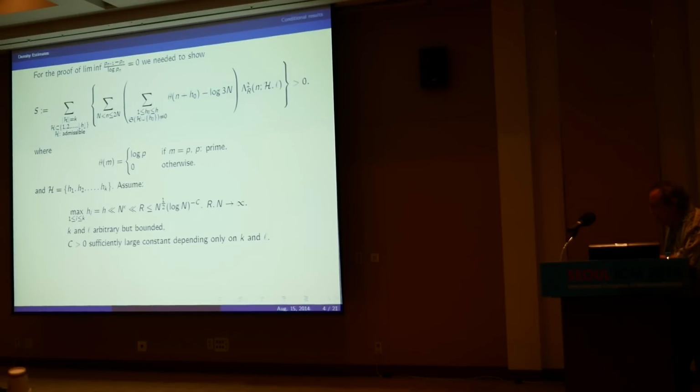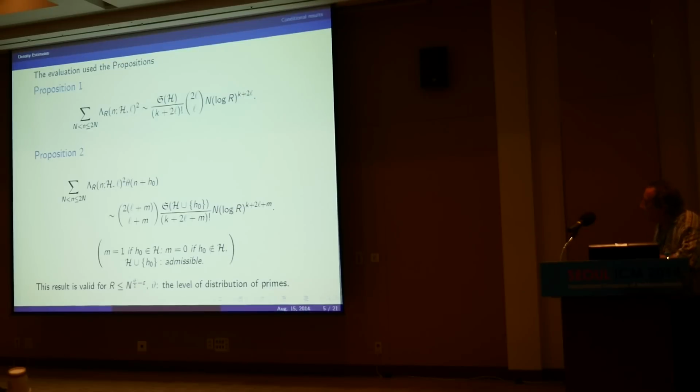And to evaluate this sum, you see log 3n is, so our n's are of size n, so this is like a constant here. So you just have to evaluate the sum of lambda r squared and also the sum of lambda r squared times this theta. And that's achieved by these two propositions, which are not extremely difficult to prove. This one works for r almost the size of square root n. But in the second one, when you twist it with primes, it works for r less than or equal to n to the theta over 2.